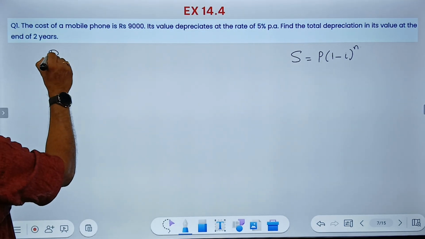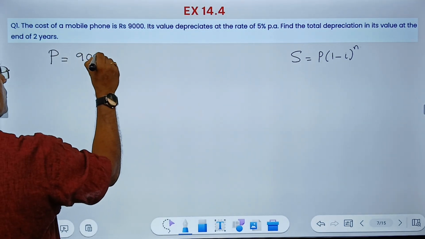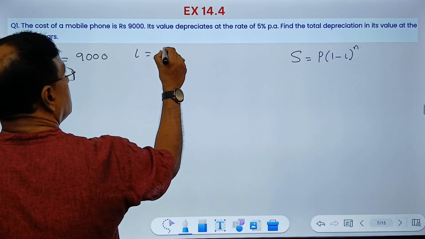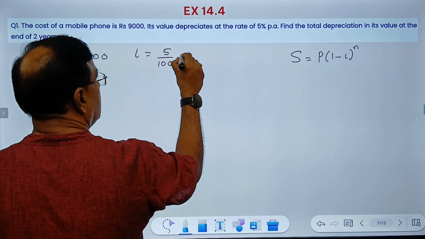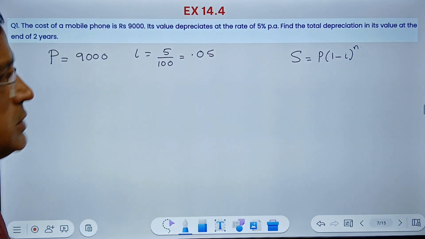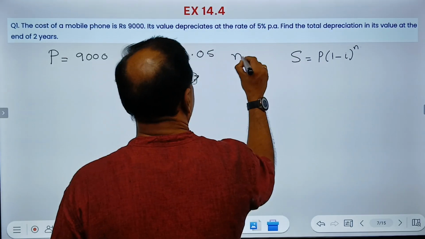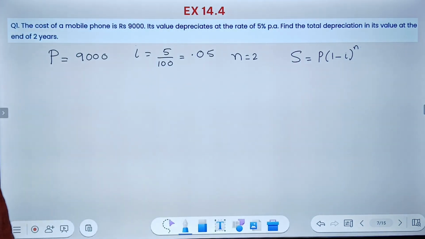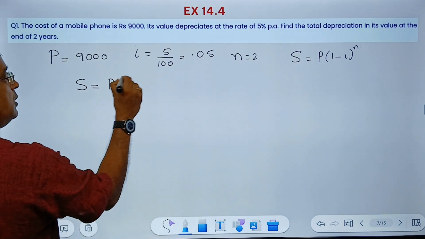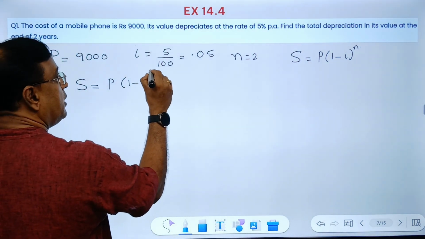Now, the cost of a mobile phone is 9,000. So the principal, the original cost, is 9,000. Its value depreciates at the rate of 5%. So my depreciation rate is 5 by 100, which is 0.05. Correct? And it has a useful life of 2 years. N is equal to 2 years. He wants to know the total depreciation, not the annual. The total depreciation is given by S equal to P into (1 - I) to the power of N.